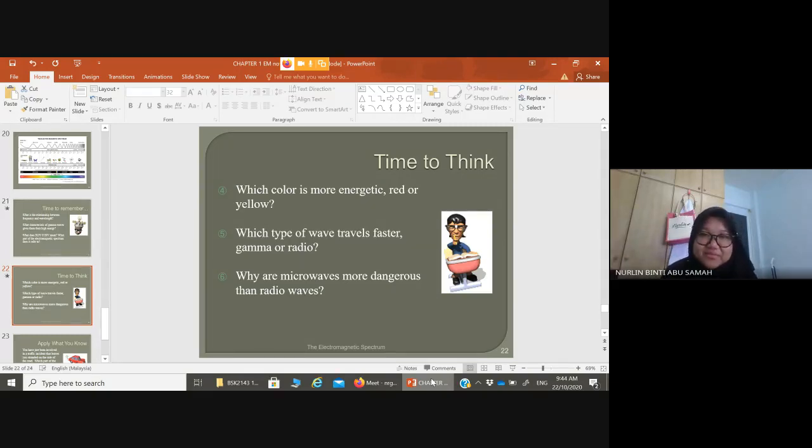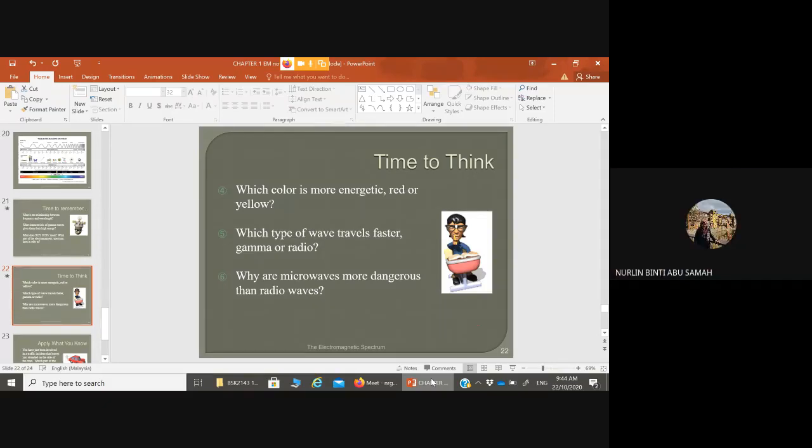Any answer? Red has a longer wavelength, am I right? Okay. When red has a longer wavelength, it will have a small amount of energy. Am I right? Yes. Okay, good. So compare red.